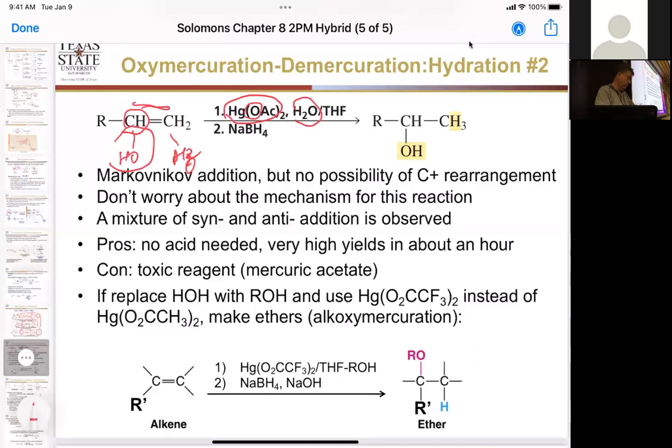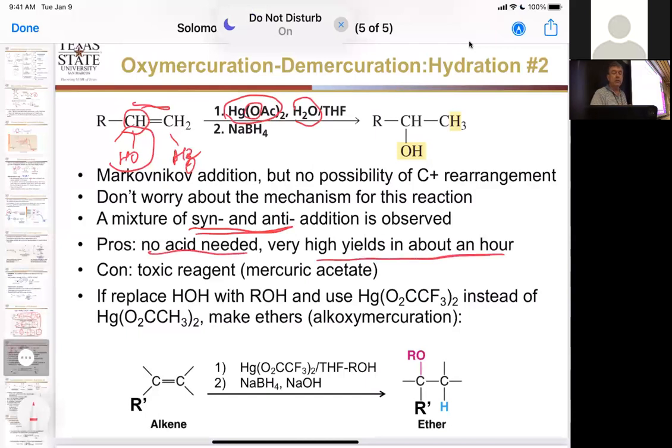Sorry, thought I did that already. So you get a mixture of syn and anti addition right there. You don't need any acid. It's very good yields. The only problem is that mercury is toxic. And if you did the same thing with an alcohol instead of water, you'd make an ether as well.